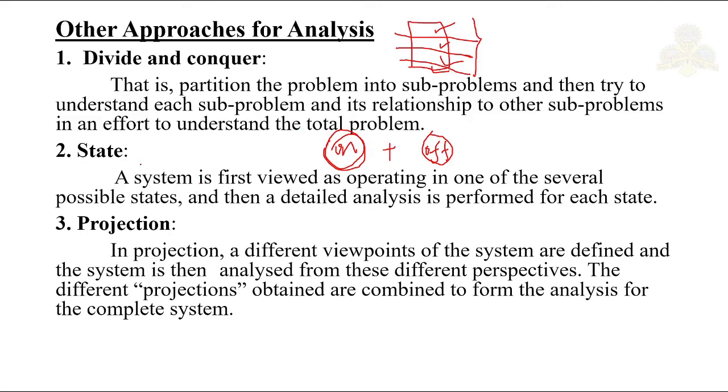So the system is first viewed as being in one of several possible states. That means it can have multiple states. First we assume that the system is in one state and do the analysis of that. Then we go to the next state and do a detailed analysis of that. The next one is projection. In projection, different viewpoints of the system are defined, and then the system is analyzed from these different perspectives. The different projections obtained are combined to form the analysis for the complete system.